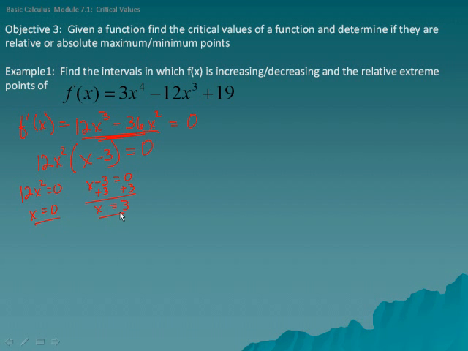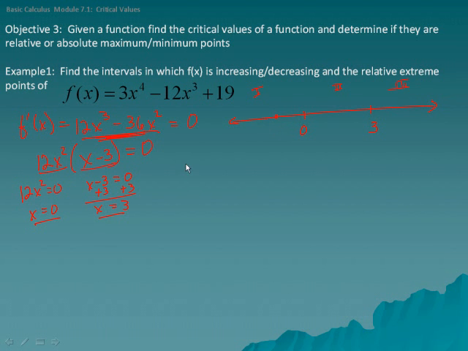Now let's go ahead and set us up a chart. We're going to put 0 here and 3 here. And this is going to give us 3 regions: 1, 2, and 3. And what we're going to do is test points in these regions. So if I pick a point in here, like maybe -1 would be a good point, and I plug it into my function. Now I'm going to use the factored version of the function.